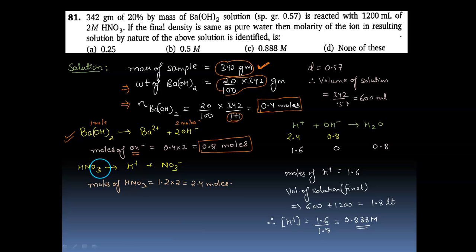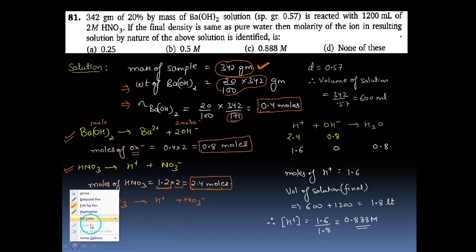Now, next, they are reacting this with 1200 ml of 2 molar HNO3. So, moles of HNO3 will be molarity, which is 2, into volume in liters, so it is 2.4. And HNO3 is a strong acid. It is going to dissociate, and 1 mole gives us 1 mole of H+, which means moles of H+ will also be 2.4. And now there would be an acid-base titration reaction.